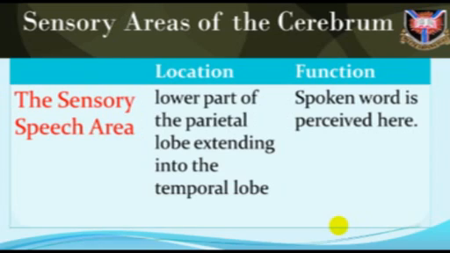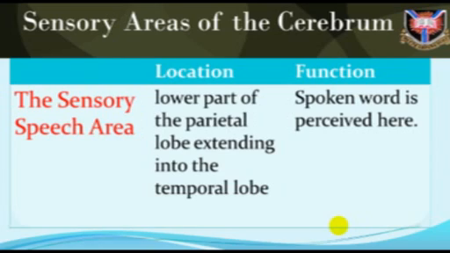The visual area. It lies below the parieto-occipital sulcus and includes the greater part of the occipital lobe. The optic nerve from the eyes passes to this area, which receives and interprets impulses as visual impressions.